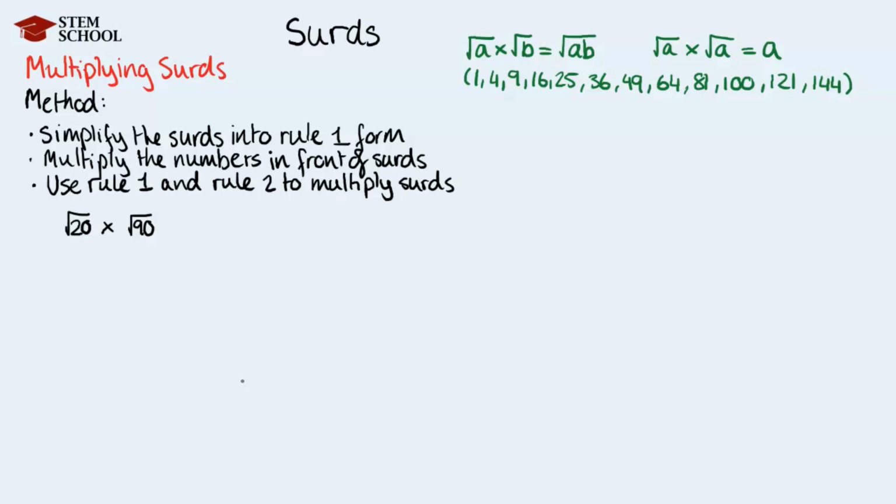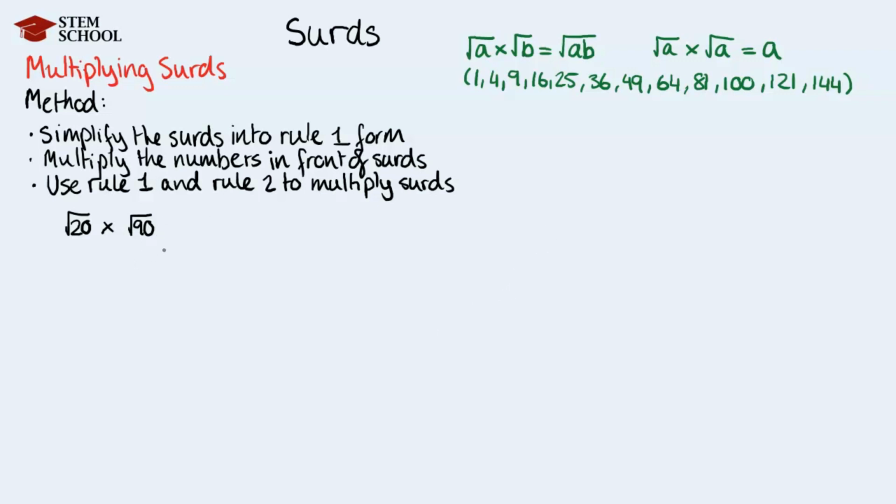Lastly, we'll look at multiplying surds, and the easiest way to do this is, if it's possible, you simplify the surds first, then you multiply the numbers in front of the surds, and then use rule 1 and rule 2 to multiply the surds themselves, so you kind of treat it like two different parts. So let's have a go at this.